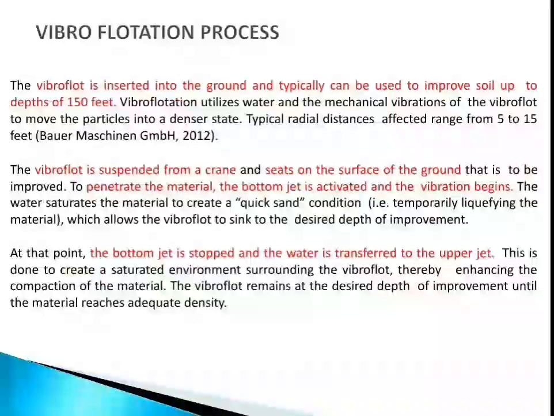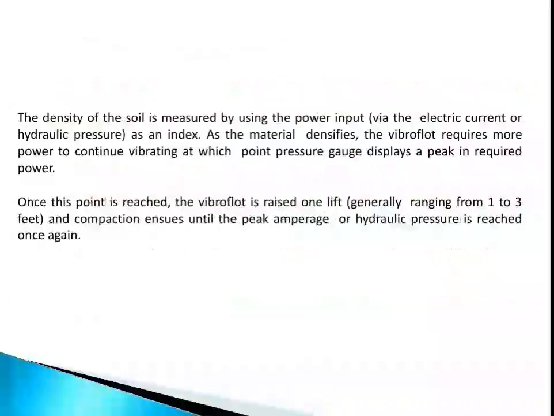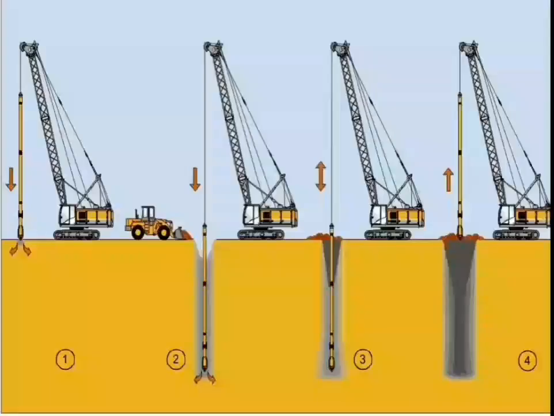The vibrofloat remains at the desired depth of improvement until the material reaches adequate density. The density of the soil is measured by using power input via the electric current or hydraulic pressure as an index. As the material densifies, the vibrofloat requires more power to continue vibrating, at which point a pressure gauge displays a peak in required power. Once this point is reached, the vibrofloat is raised one lift, generally ranging from 1 to 3 feet, and compaction ensues until the peak amperage or the hydraulic pressure is reached once again. So we can see a schematic diagram of all the stages of it.